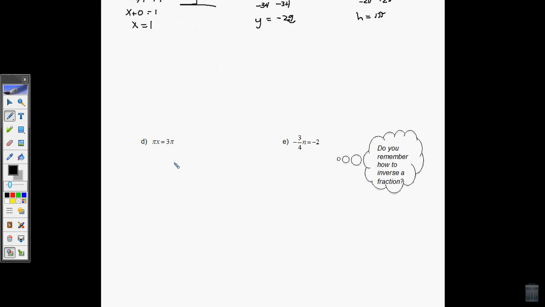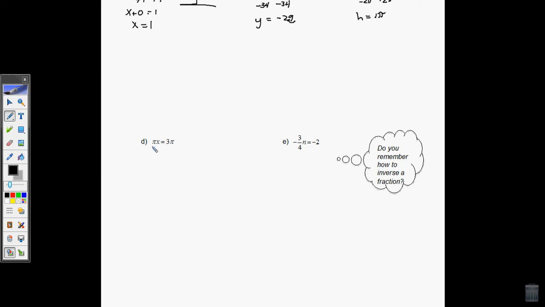Now, D and E. D and E move on to, I guess what you could call, slightly more complicated, because multiplication and division are a little bit more complicated than addition and subtraction. But D and E deal with doing the inverse operations, either multiplying or dividing. So we're going to do the exact same thing that we did in the first three. We're just using different operations now.